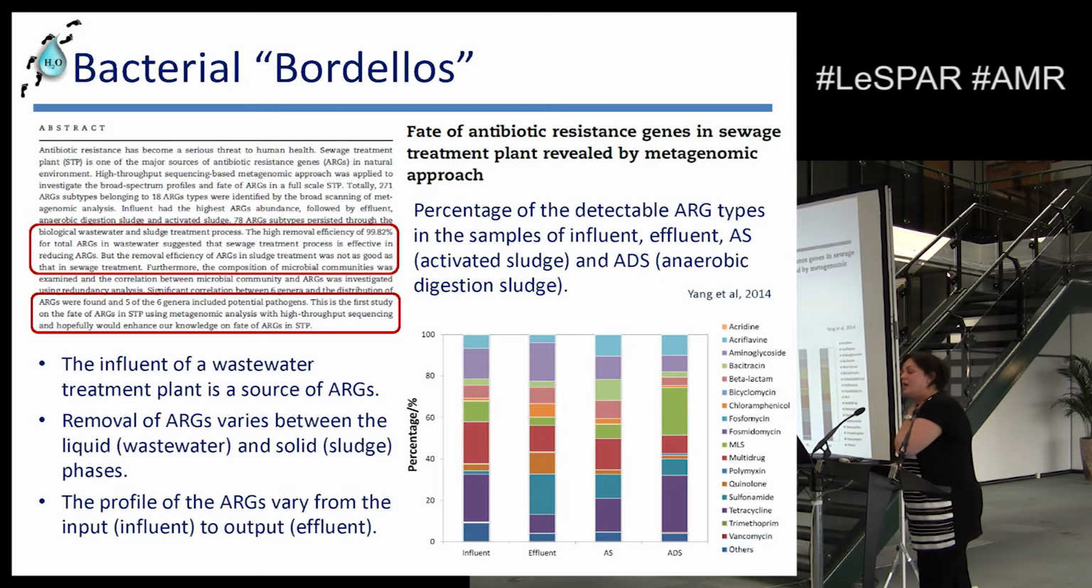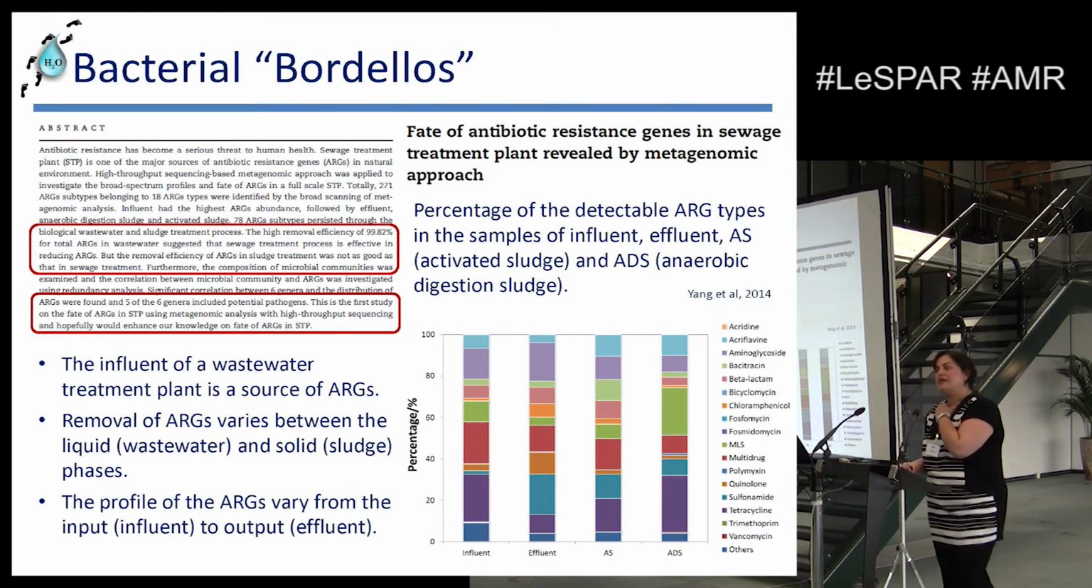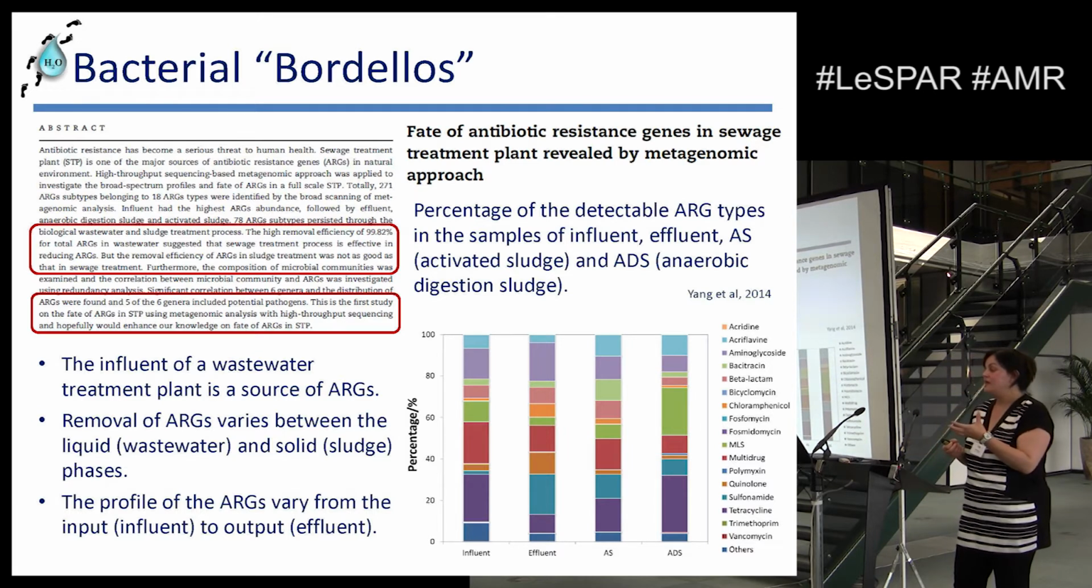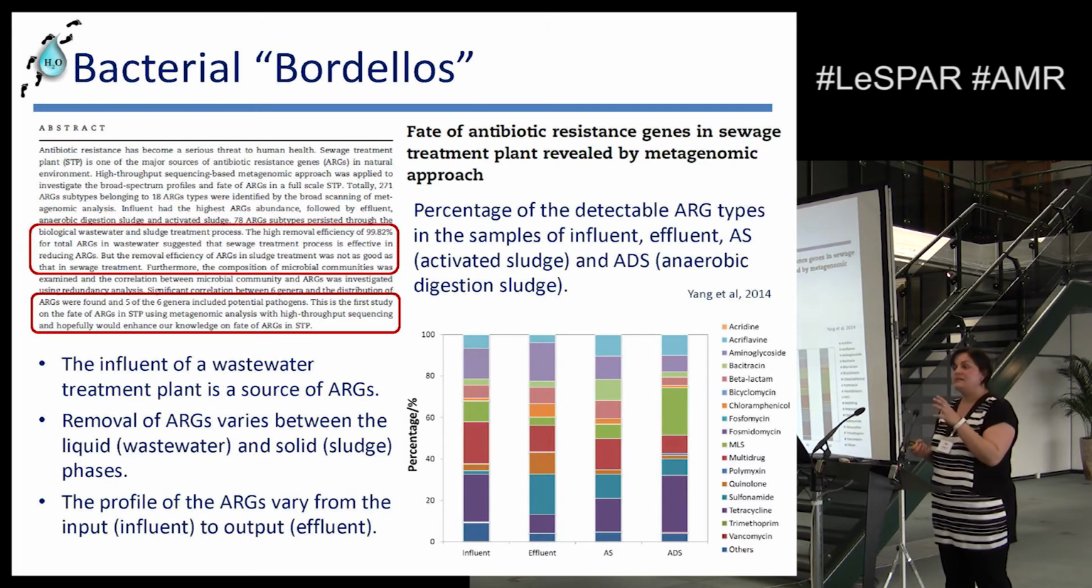Now, this paper by Yang, there's some really nice stuff coming out from China. This just gives an example of them looking at antibiotic-resistant genes. And they've looked at influent and effluent, so the wastewater sides. They looked at activated sludge, so the flock, and then they looked at the ADS, which is the anaerobic digestion sludge. And it shows here that the different ARGs change as they go through the wastewater treatment plant, and they're also far better removed in the liquid versus the solid phase.